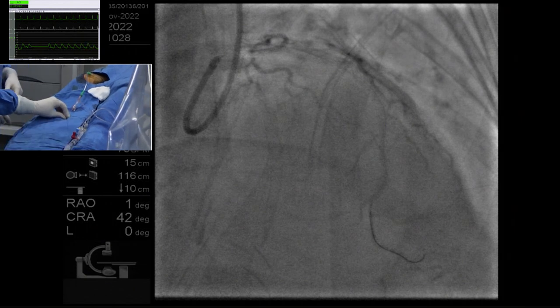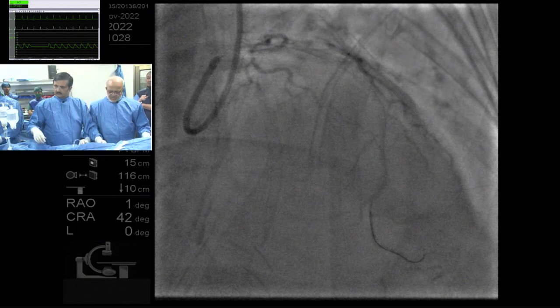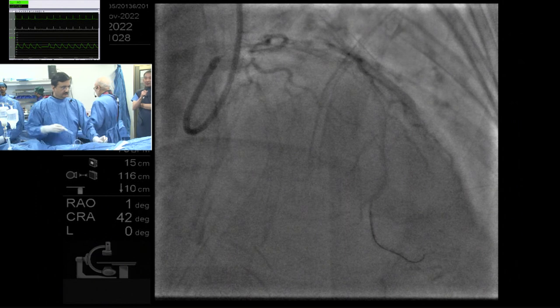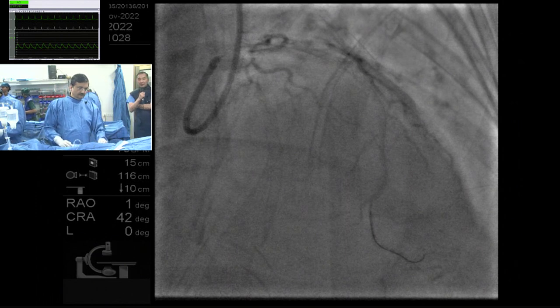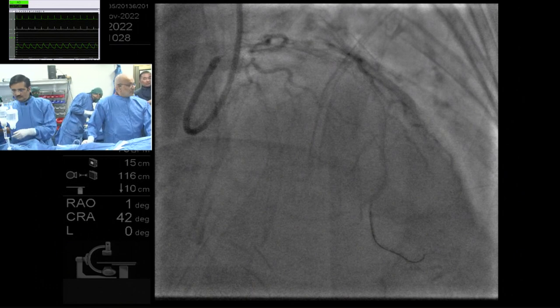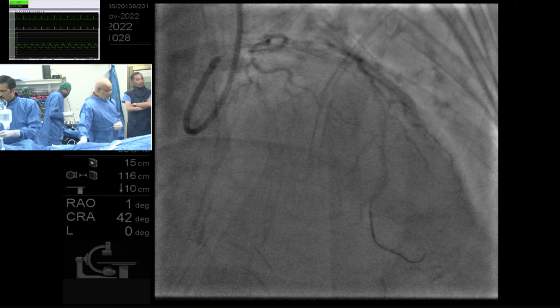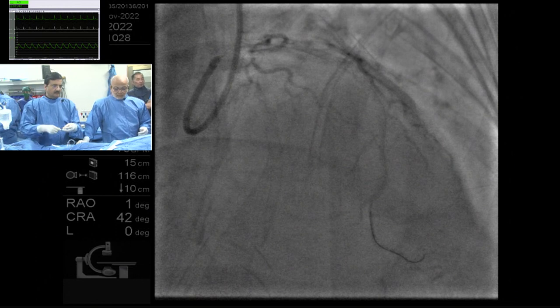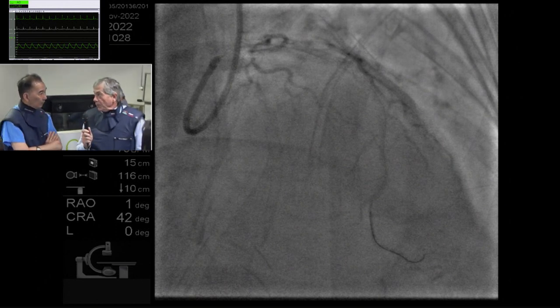floppy wire. So John, the RotaWire FAP and the RotaWire Extra Support, in what situation do you use it? I think if you're deliberately looking to create wire bias, you would use the RotaWire Extra Support.